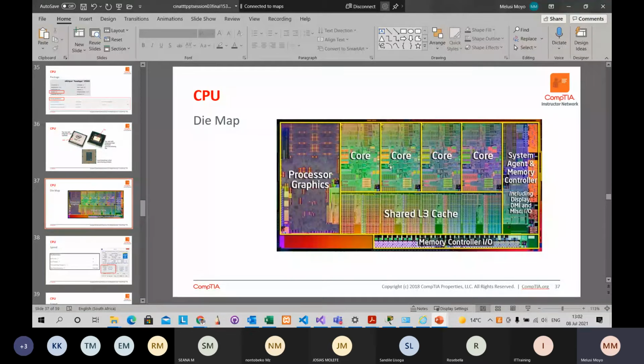So if your CPU has 4 cores, what happens is we have something called the L1 and the L2 cache. What does that mean? The L1 and the L2 cache is a temporary storage that is assigned to each core.